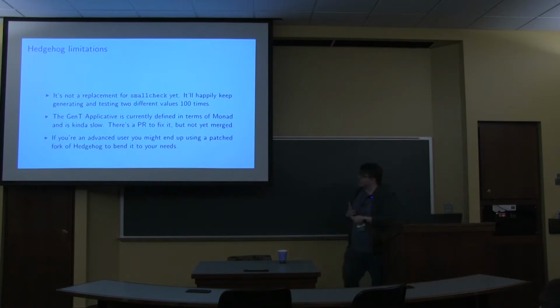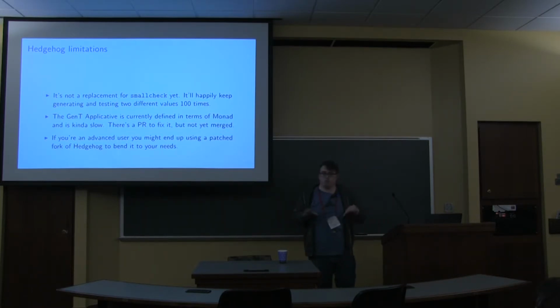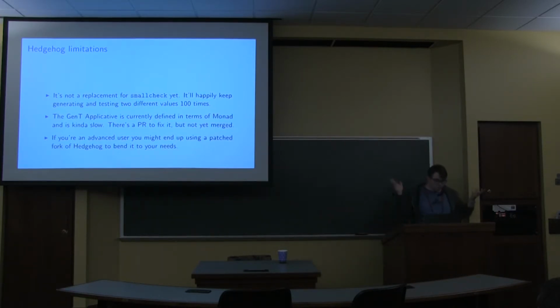GenT's Applicative, it's splat equals ap right now, if you know what ap means. It's the way of doing the applicative apply in terms of the monad instance. Little slow, there's a PR to fix it, but it's not been merged. If you are an advanced user of property testing, like you've been using QuickCheck for the last 5 years and you're really getting a lot of mileage out of it, using Hedgehog will be a little bit more annoying for you than people who are just casual users of property testing. You're probably going to have to patch Hedgehog. On the other hand, if you're an advanced user of QuickCheck, you probably already patched QuickCheck. So just keep that in mind.